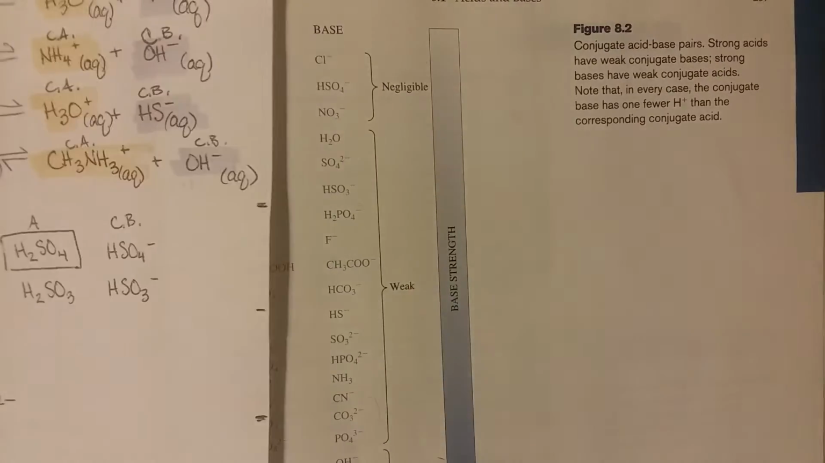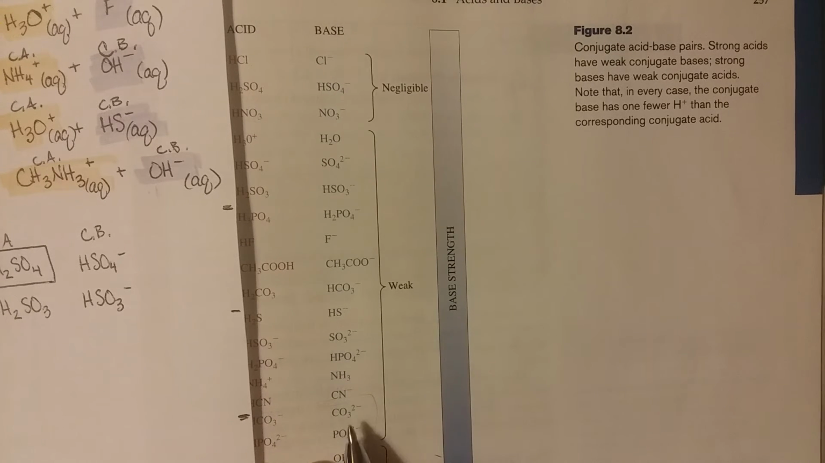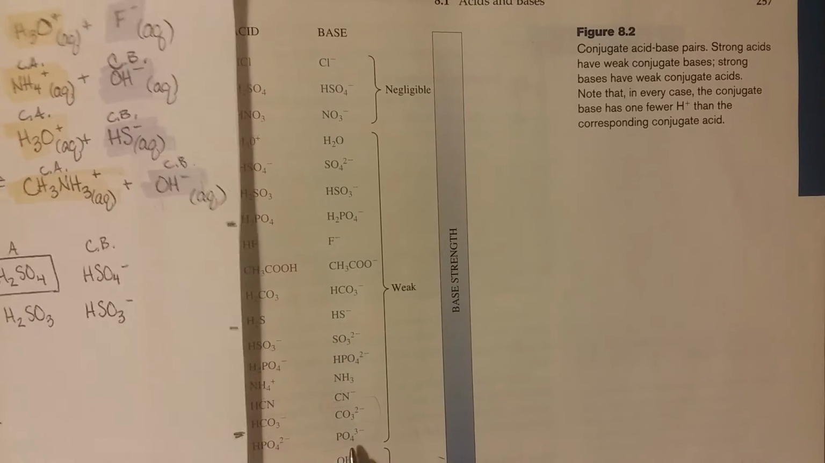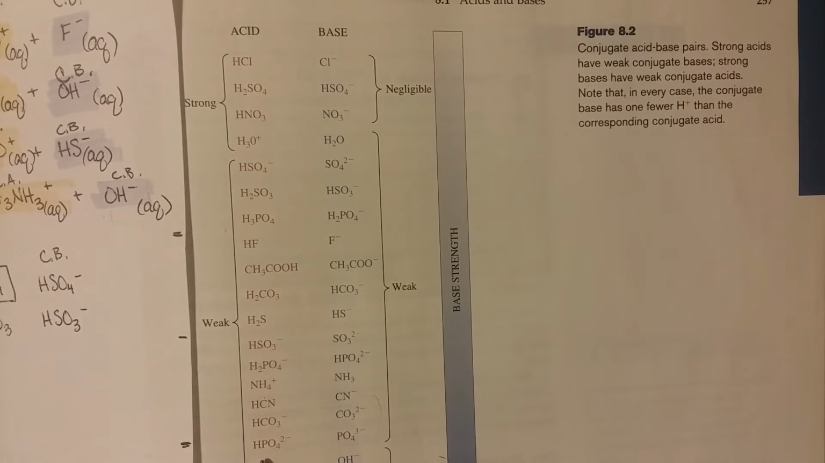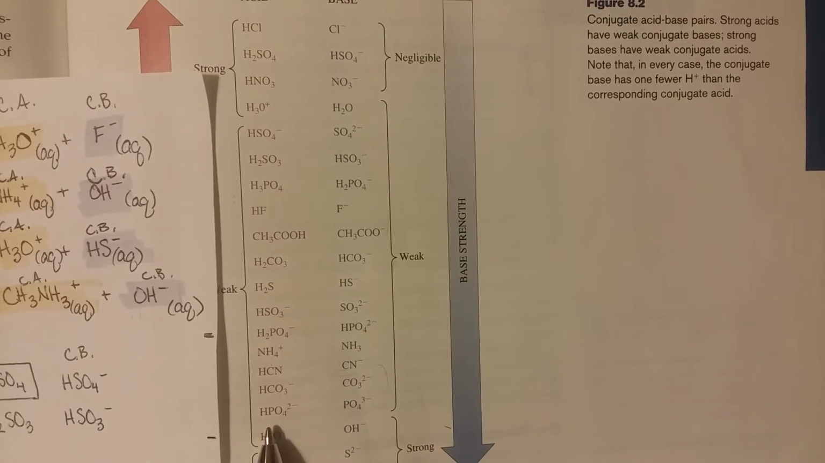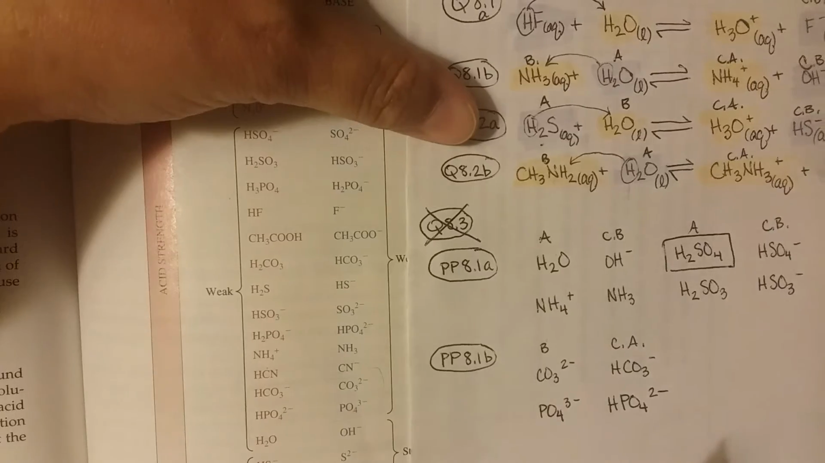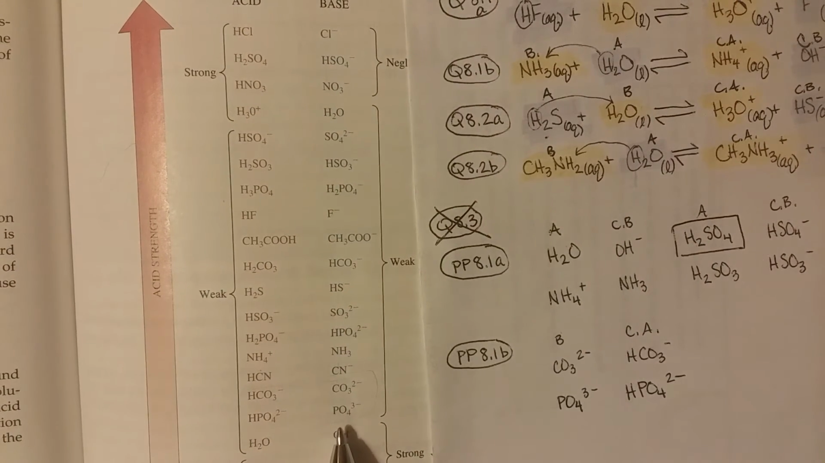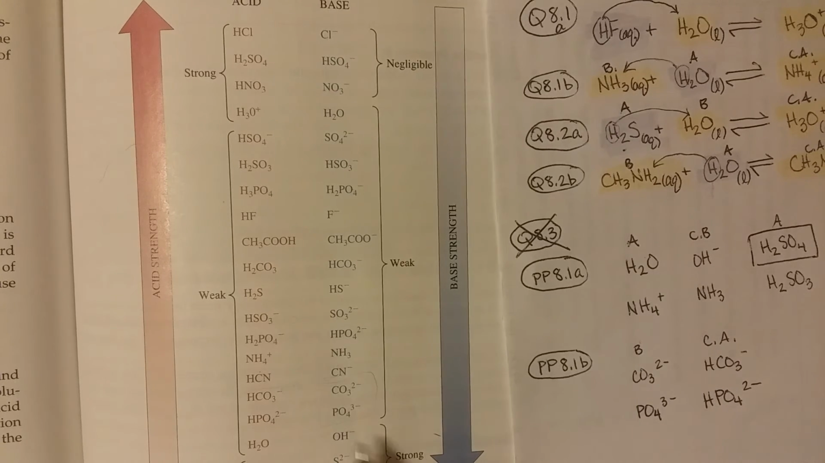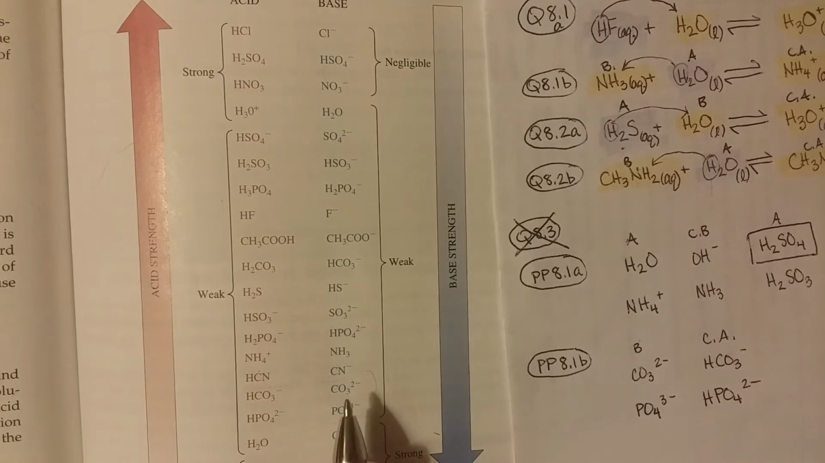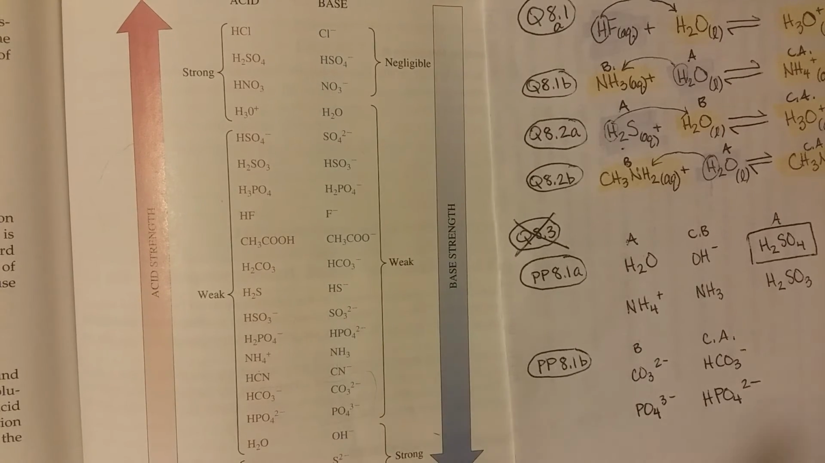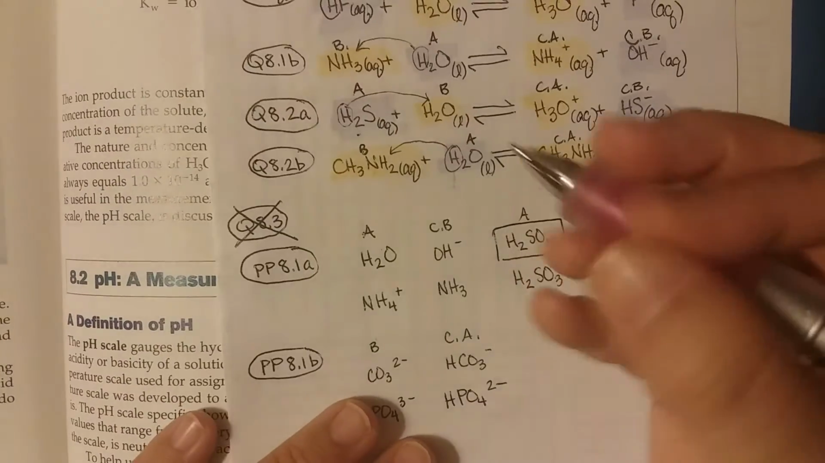Okay, so then we'll take a look over here and we'll look at the base side. Here is CO3 2 negative and PO4 3 negative. And here are their conjugate acids. And that's what we said here. And so this PO4 3 negative is closer to the bottom, and with this diagram, closer to the bottom is the stronger base. So strong base, stronger base, weaker acid, stronger acid.